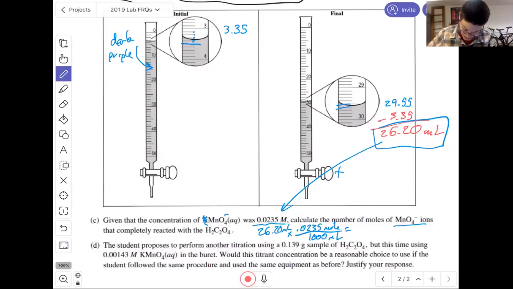And it's going to be a tiny, tiny, tiny number. And for this sort of thing, they don't care if you put it in scientific notation or not. If you wanted to stick the zeros before there, that's fine.